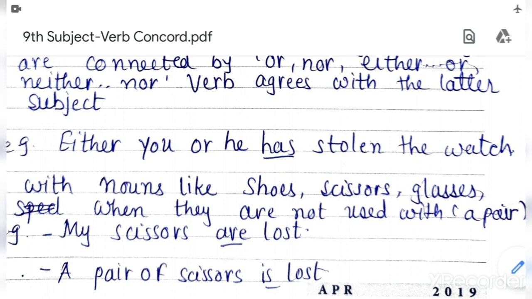Next one is: Gulliver's Travels are an interesting book. Have you read this book?